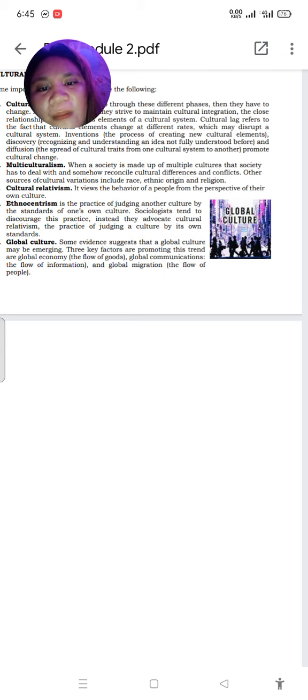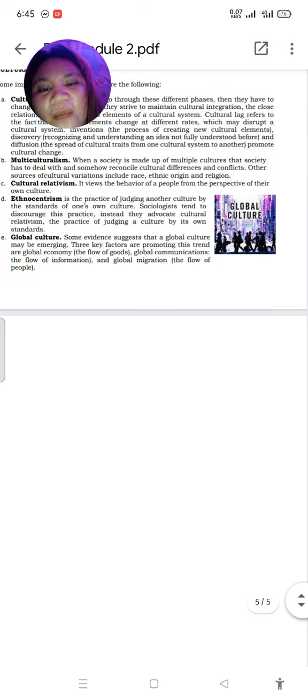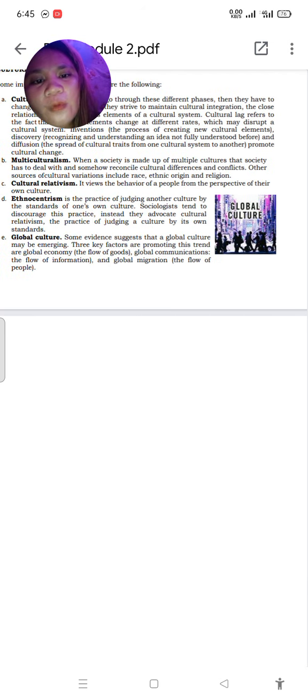Global culture. Some evidence suggests that a global culture may be emerging. Three key factors are promoting this trend: a global economy, the flow of goods; global communication, the flow of information; and global migration, the flow of people. So that is global culture.